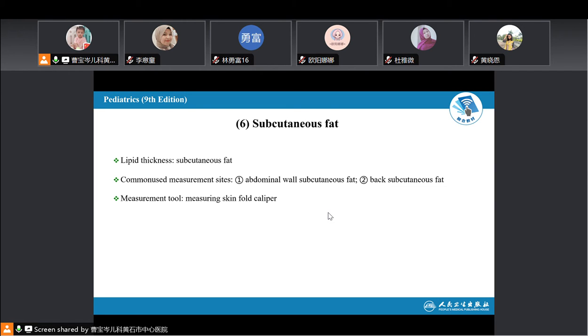The subcutaneous fat, or lipid thickness. Commonly used measurement sites are the abdominal wall subcutaneous fat and the back subcutaneous fat. The measurement tool is a skinfold caliper.